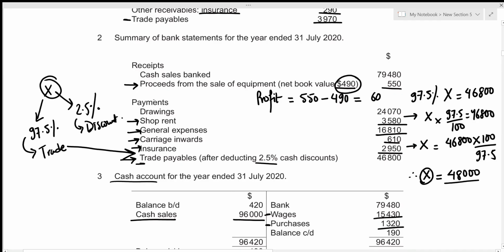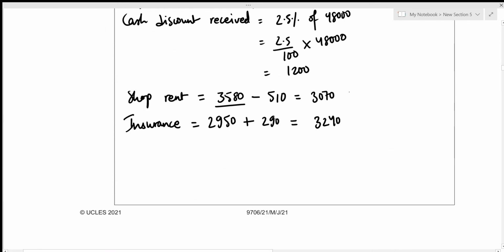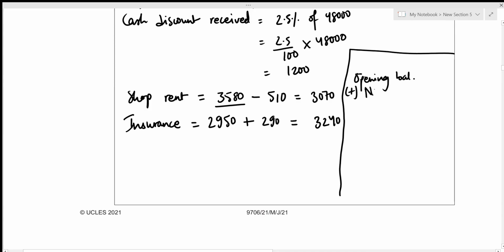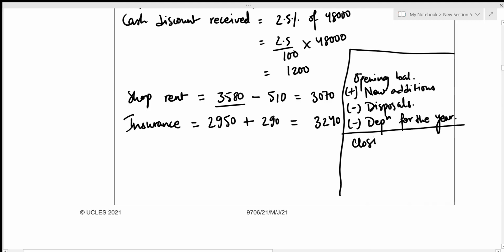So we need to figure out the depreciation for the year, right? So we will be using these three pieces of information and then try and figure out the depreciation amount. We'll do that under the working section. I'll just write the statement format. So we always include the opening balance for any asset, and then we add any new additions, and then we subtract any disposals, and then we subtract the depreciation charge for the year. And this gives us the total closing balance of any asset.